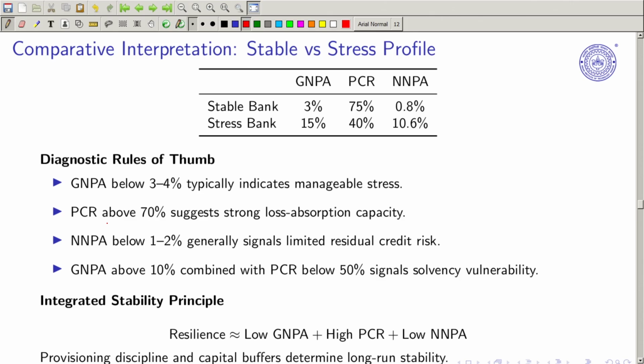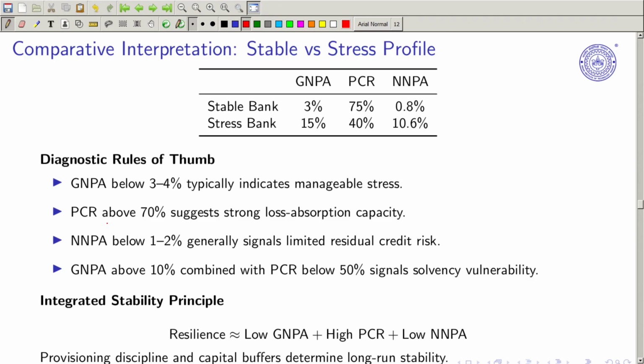So what is the industry rule of thumb, if somebody asks you in an interview or anywhere? What do we have to answer? GNPA below 3 to 4% indicates manageable stress. A provision coverage ratio above 70% suggests a strong loss absorption capacity. Net NNPA below 1 to 2% generally signals limited residual credit risk, and GNPA above 10% combined with PCR below 50% signals solvency vulnerability.